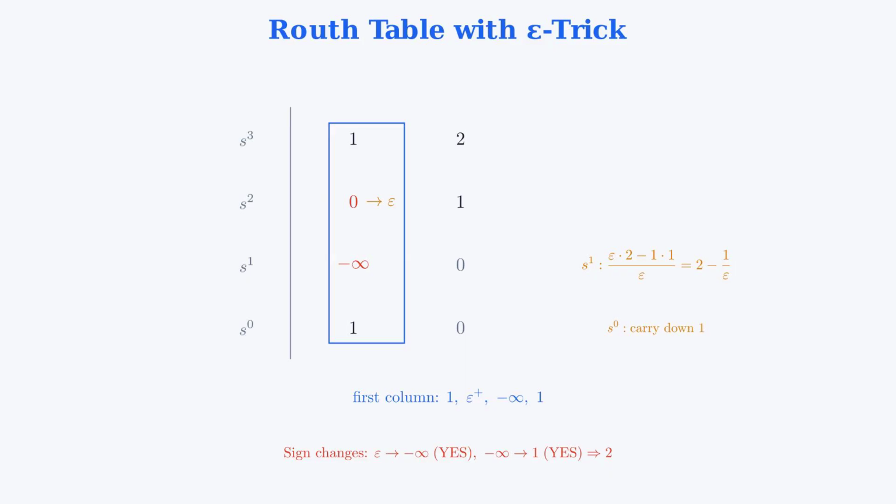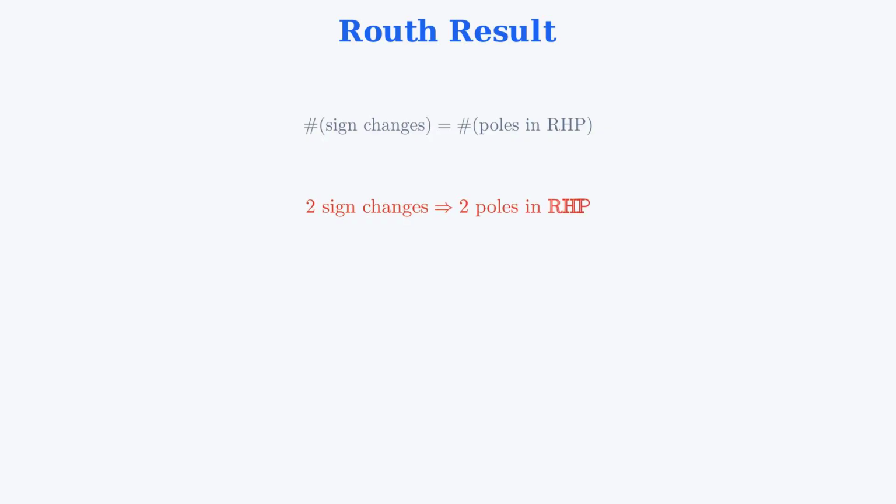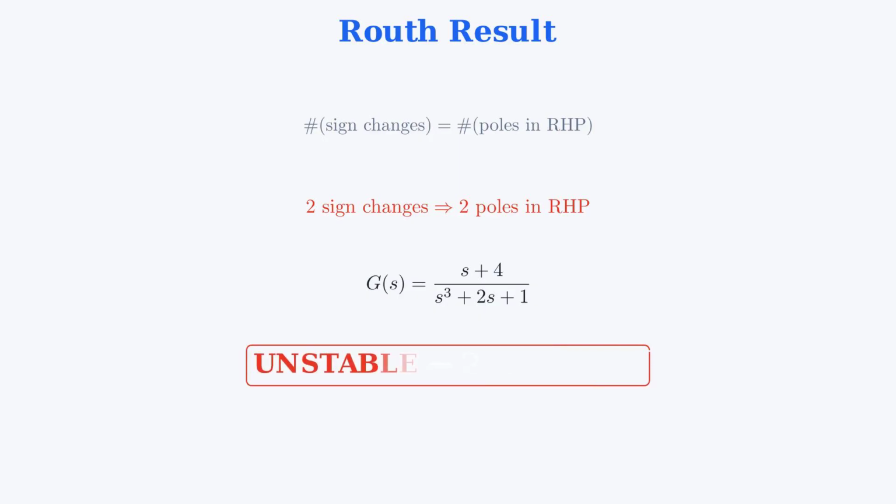Count the sign changes. From 1 to epsilon, both positive, no change. From epsilon to negative infinity, positive to negative, one sign change. From negative infinity to 1, negative to positive, another sign change. Total, 2 sign changes. By the Routh-Hurwitz criterion, 2 sign changes in the first column means 2 poles in the right half-plane. So the transfer function g of s equals s plus 4 over s cubed plus 2s plus 1 has 2 unstable poles. Conclusion: the system is not stable.